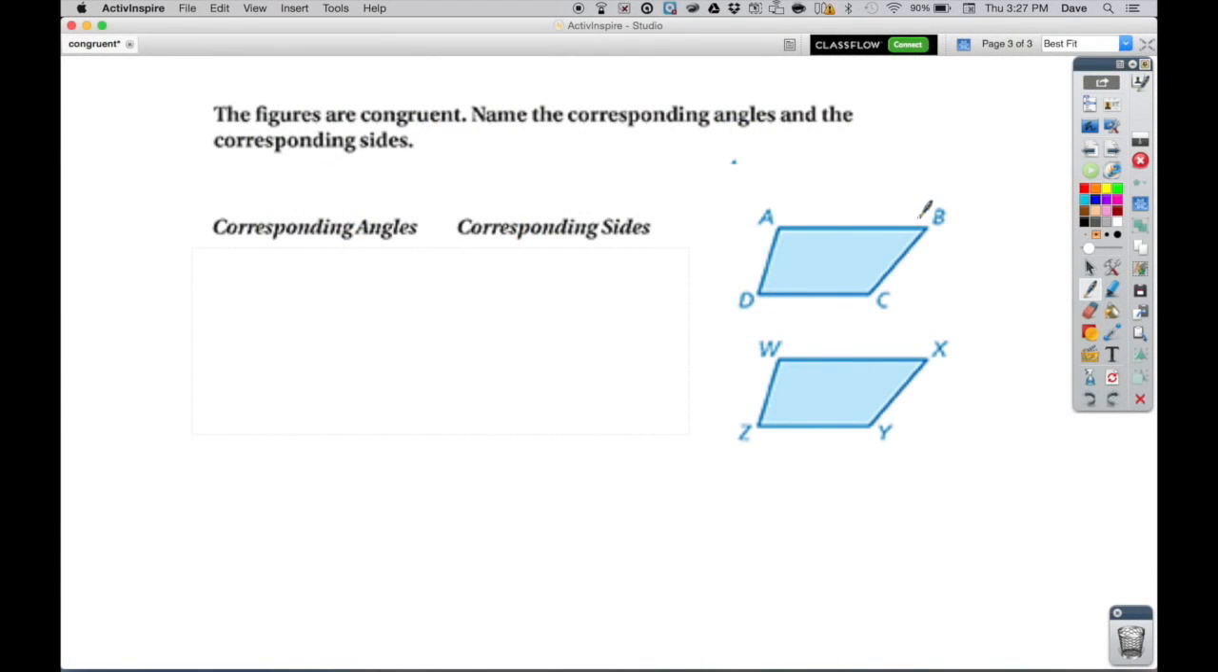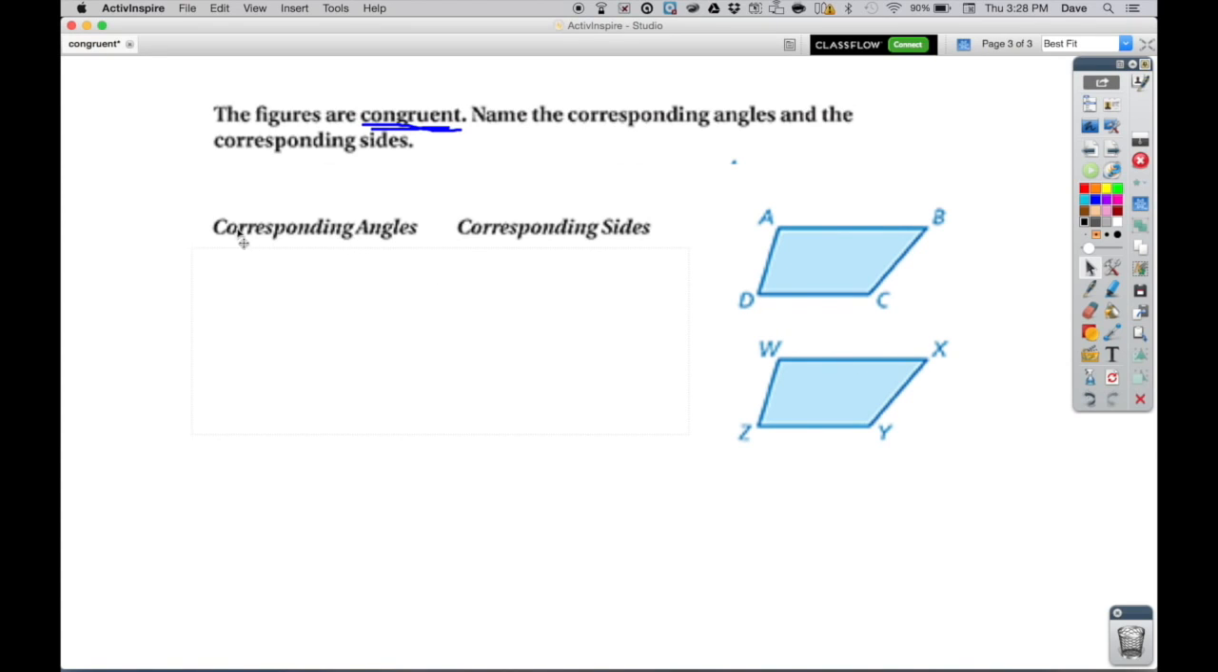So one thing this allows us to do is that if we are told from the get-go that two figures are congruent, like in this shape, quadrilateral ABCD and quadrilateral WXYZ, if I'm told ahead of time that they're congruent, then that tells me that when I match up the corresponding angles and the corresponding sides, those angle and side pairs will be congruent as well.